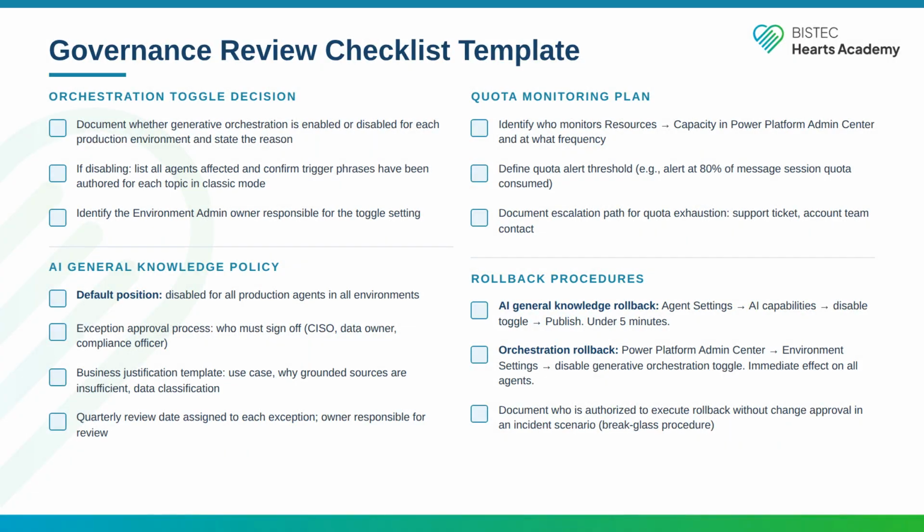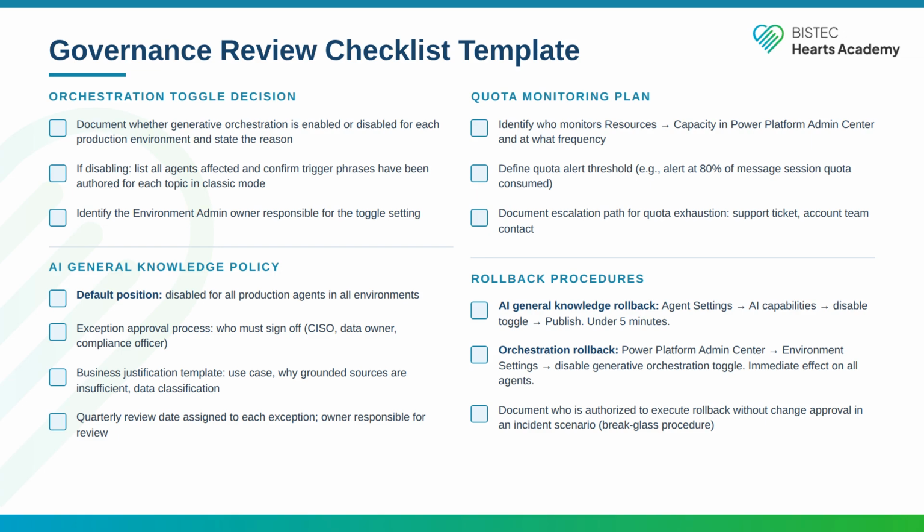This is the structure for deliverable 4. Use it as a writing guide now, not a reading exercise. Every checkbox should be answered with specific, defensible content before you submit. Orchestration toggle decision section: document the toggle state for every production environment and state the reason. Not "it was the default" but a documented decision, even if the decision is to accept the default. If you are disabling, the affected agents list must be complete. Partial lists create auditable gaps.